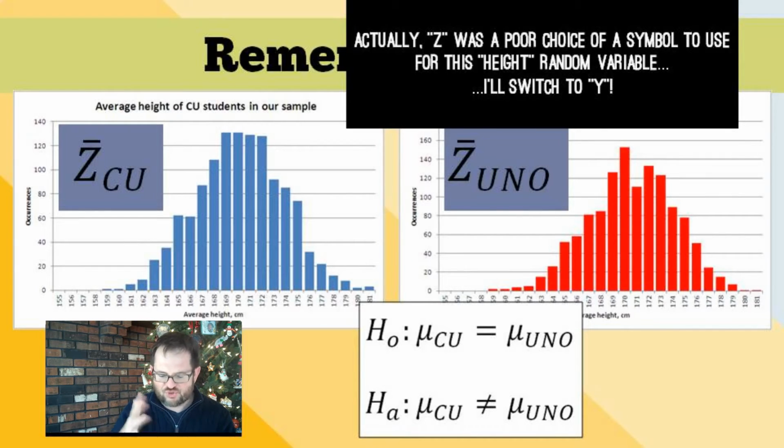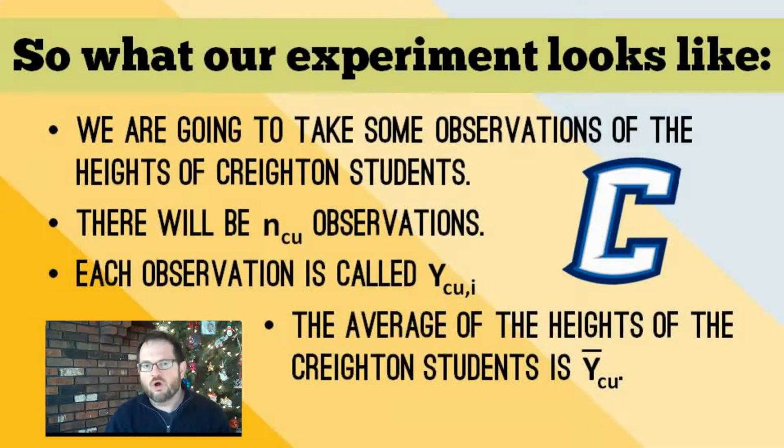So from this point forward, I'm going to switch and just use Y instead, okay? So Y is going to be our measure of heights of students, and Y bar will be our measure of the average heights of the students, and so on. So let's think about, from a statistical point of view, what our experiment here looks like. Well, let's take the Creighton situation first.